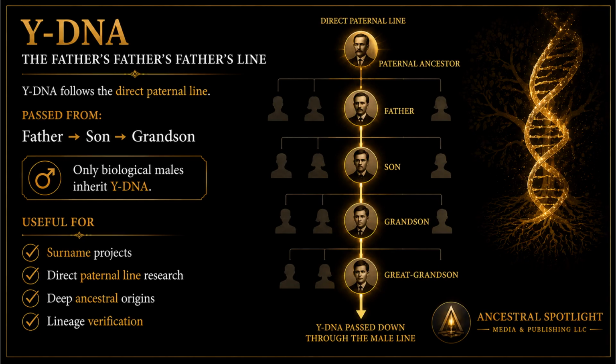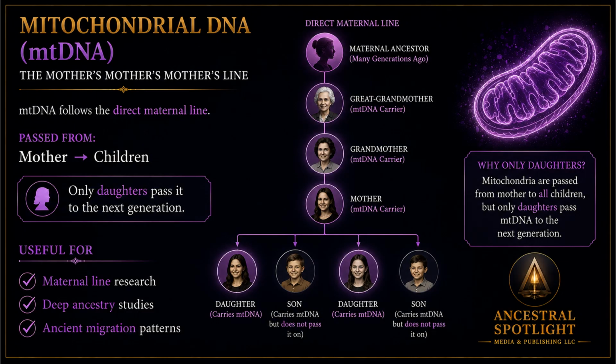paternal line. Mitochondrial DNA, or mtDNA, follows the opposite path of Y-DNA. Everyone inherits mtDNA from their mother. However, only daughters pass it on to future generations. This means mtDNA traces a single maternal line through your family tree. Because mtDNA changes very slowly, it is particularly useful for studying deep ancestry and maternal line connections.